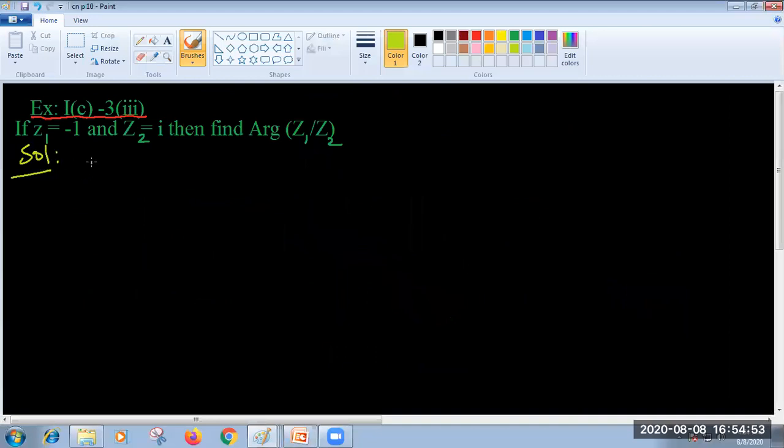Now let us write the given complex number z1 is equal to minus 1, and there is no imaginary part. So we can take the imaginary part as i0, that is, i into 0.